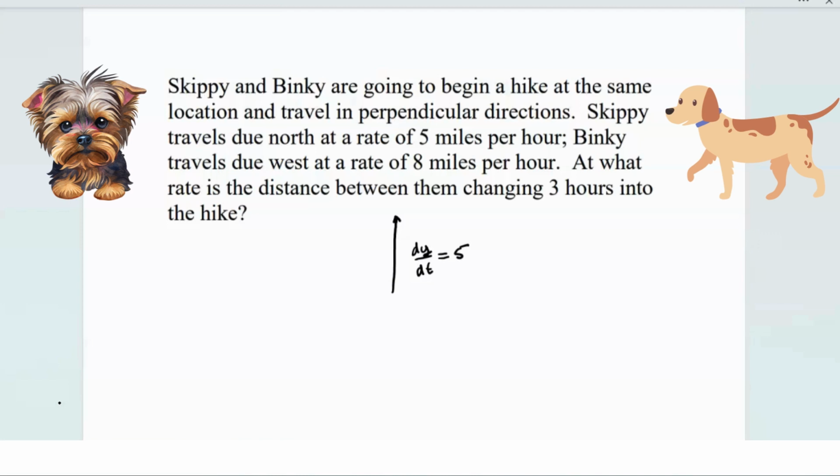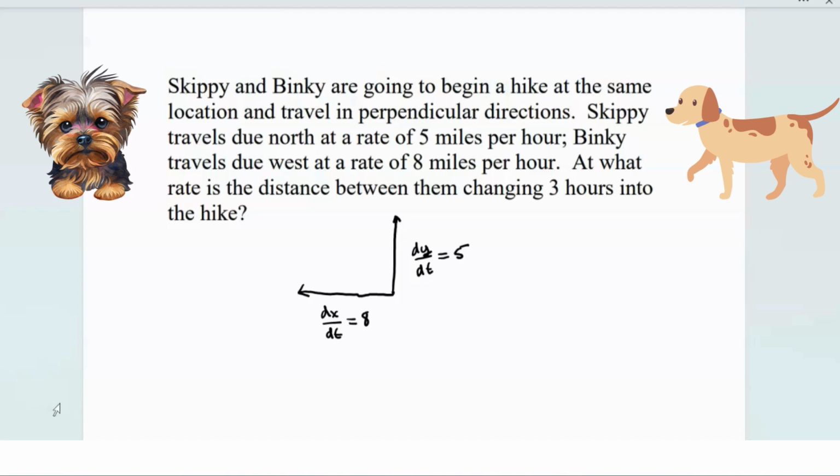Binky travels due west at a rate of 8 miles per hour. All right, so we're going west at 8 miles per hour. Now, I am going to use its absolute value here. We are moving left, but you're going to get the same answer if Binky were traveling east. So we're going to use the absolute value. Well, it is 8 already, so we'll keep it as 8.